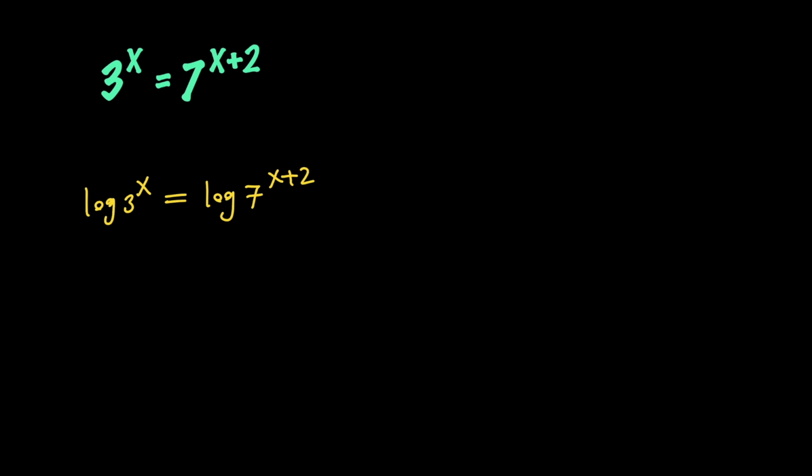Then let's go ahead and use the power rule, which is one of the most important properties of logarithm. And it states that log of a to the power of n is equal to n times log a. Basically, it means that we can take the power of an exponent and bring it in front and use it as the coefficient of logarithm.